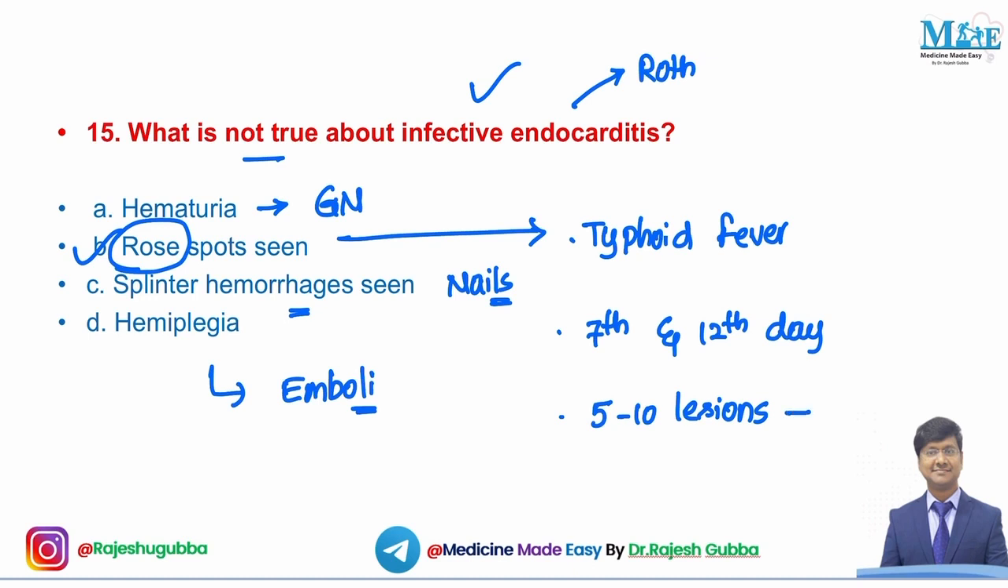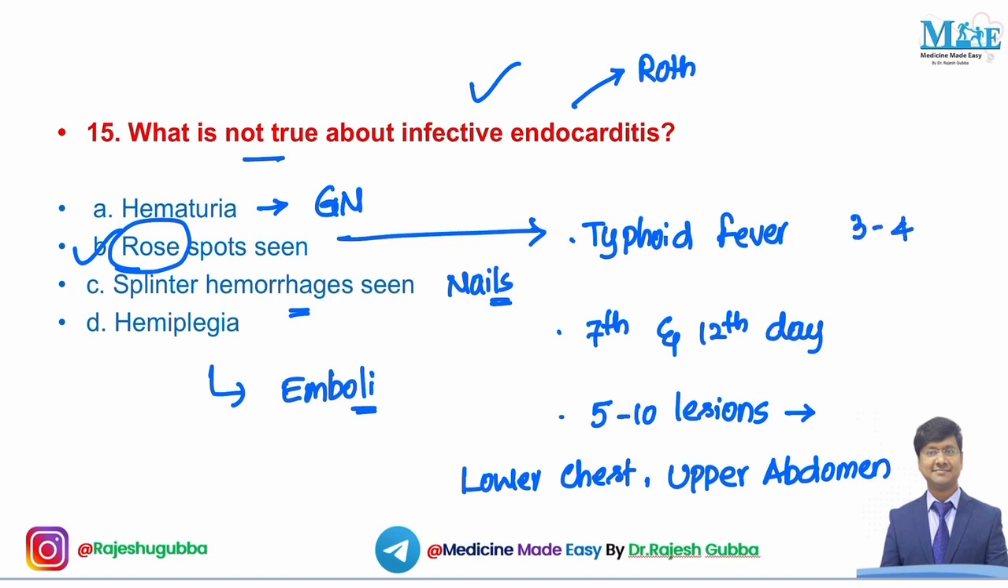These are observed over the lower chest and are also distributed over the upper abdomen. Whenever they appear, they last for nearly 3 to 4 days. So this is about rose spots. Next question.